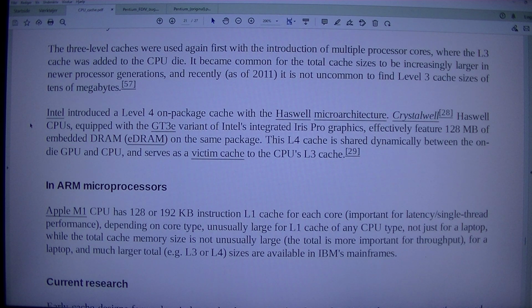This is important to understand how the CPU cache is working inside a CPU.